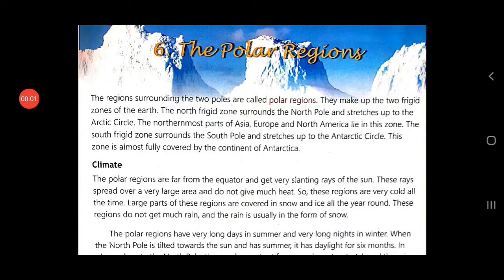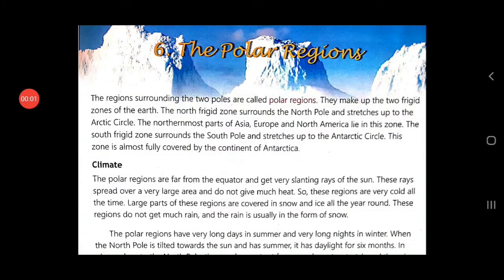This zone is almost fully covered by the continent of Antarctica. Children, this zone, the South frigid zone, is almost fully covered by which continent? The continent of Antarctica. Before moving towards the next topic, that is the climate, when you go through the first paragraph, also go through the picture given on page number 8 of chapter number 2, so this particular paragraph will be clear in your mind. First paragraph.